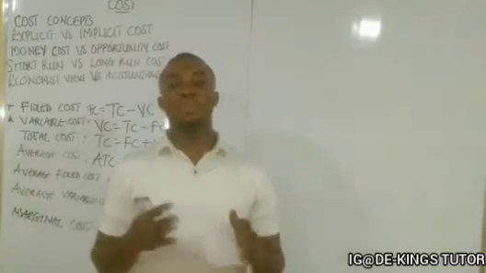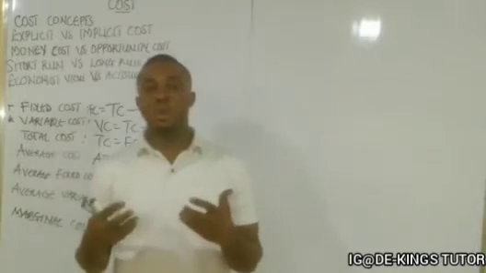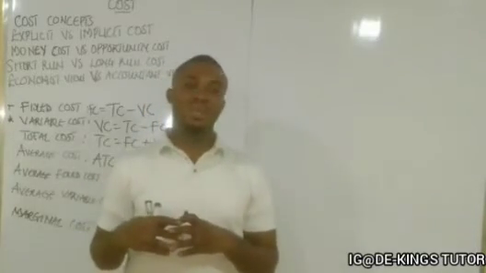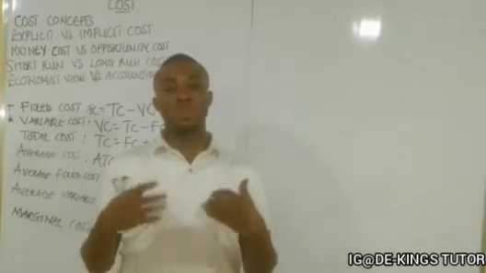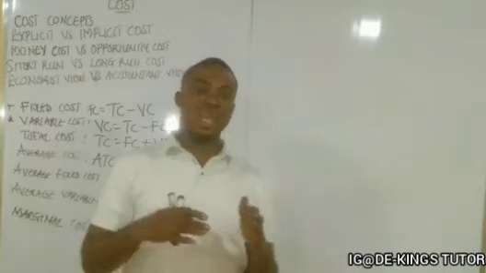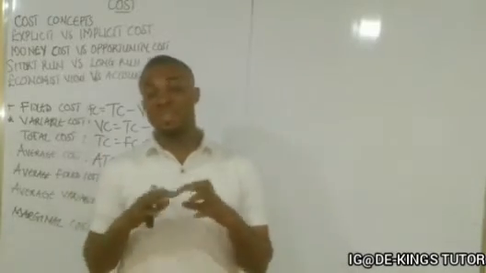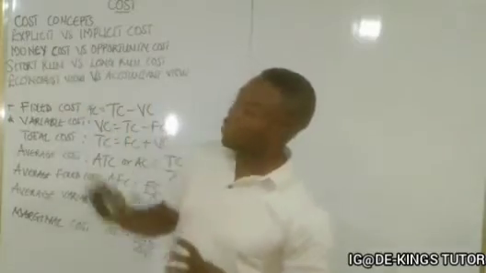Okay? While implicit costs are those costs that are directly incurred by the owner of the business. It is also known as imputed cost. We call it cost of using owner's resources. Okay? So that's explicit. Explicit is the external, while implicit is what? Internal.